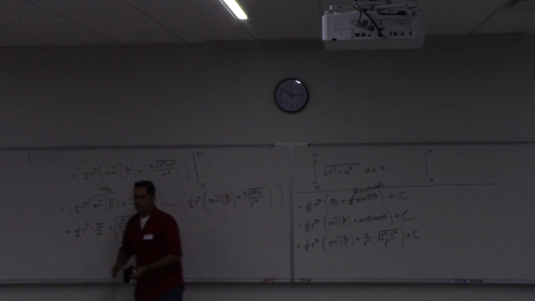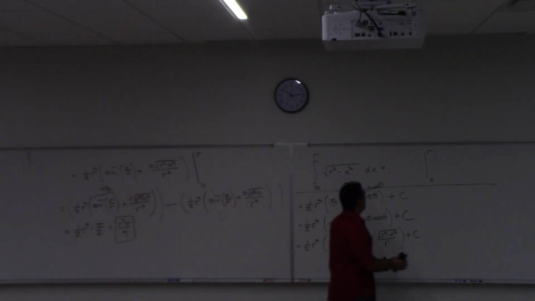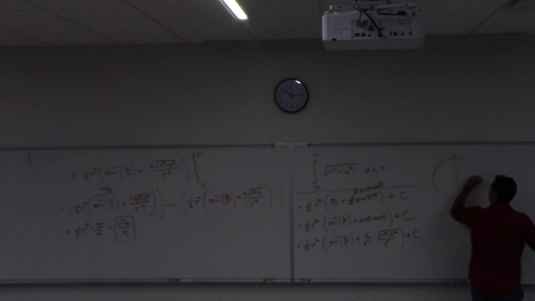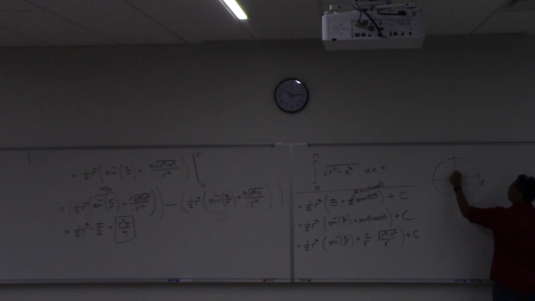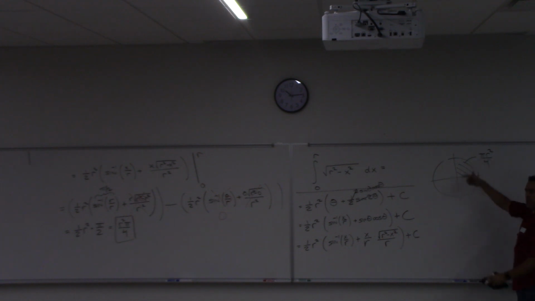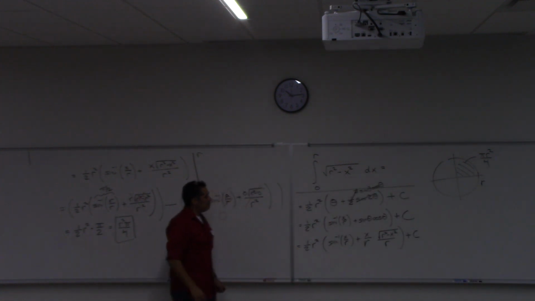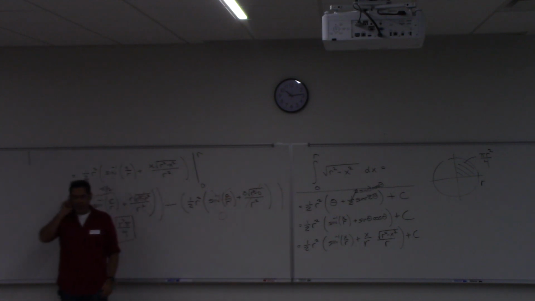See that? So what we said here is that this quadrant right here was pi r squared over 4. And now you just multiply by 4, and we've proven that the area of a circle of radius r is pi r squared. Didn't think we were going to do that today, did you?